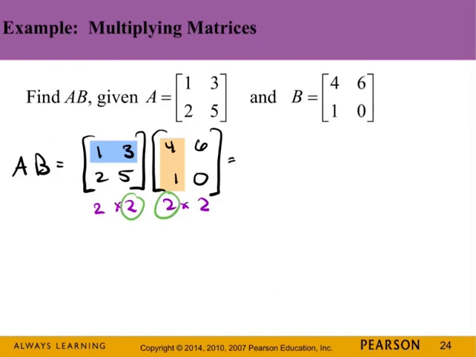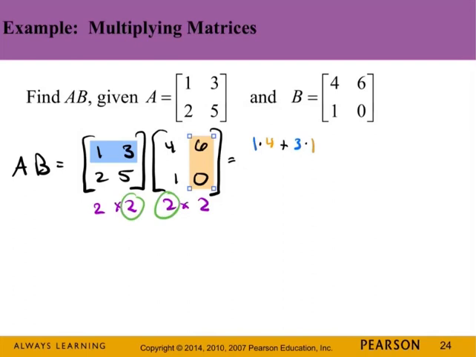The row times the column. So we're going to say what? 1 times 4. Let me clean it up. 1 times 4 plus 3 times 1. 3 times 1, right? That's the first entry. The next entry, we're going to do the row times the column.